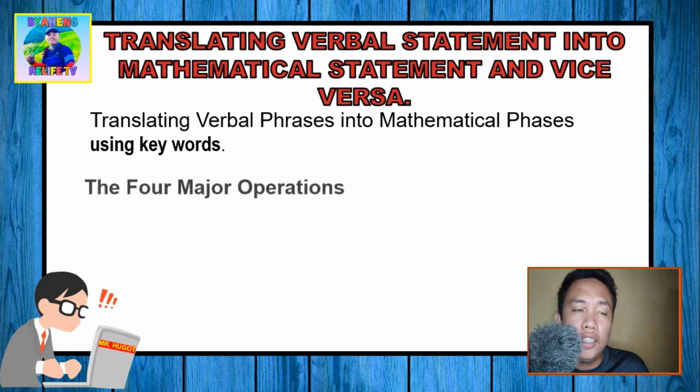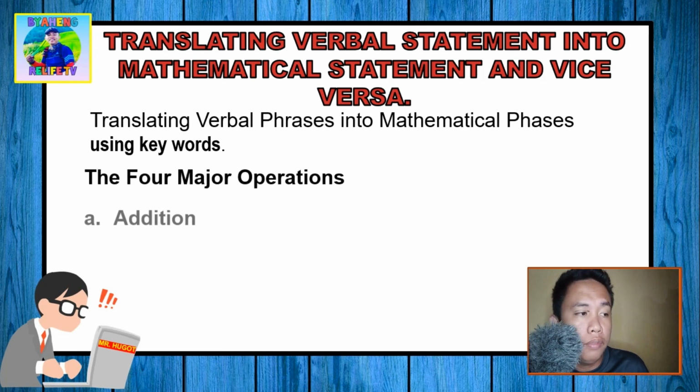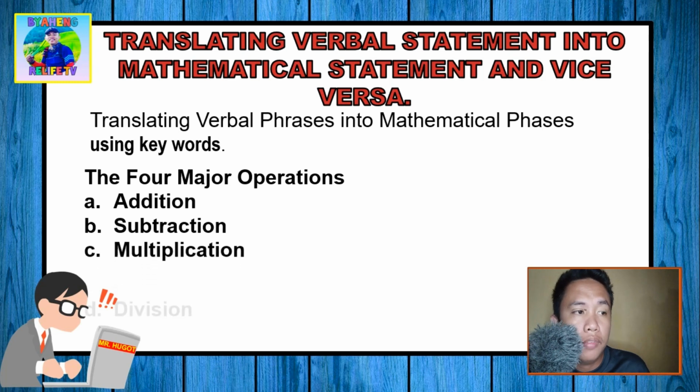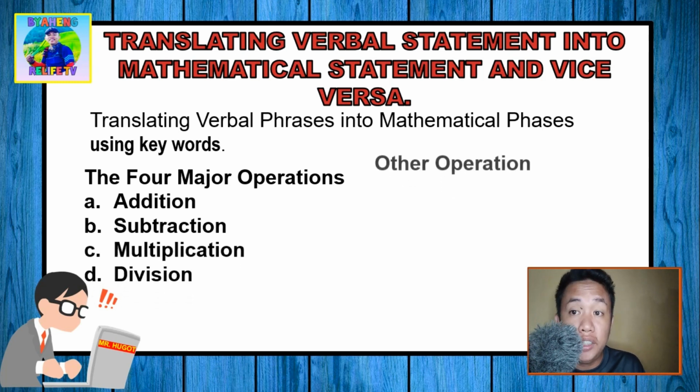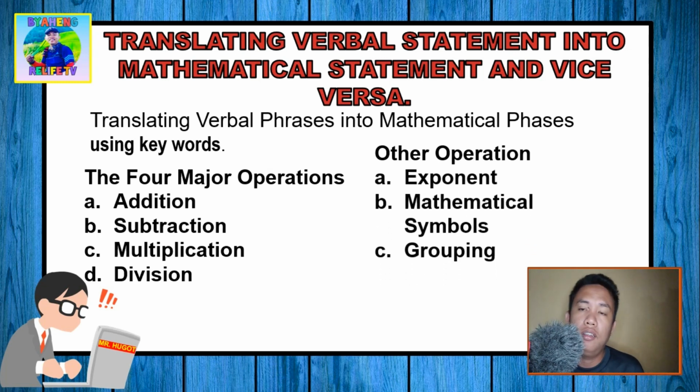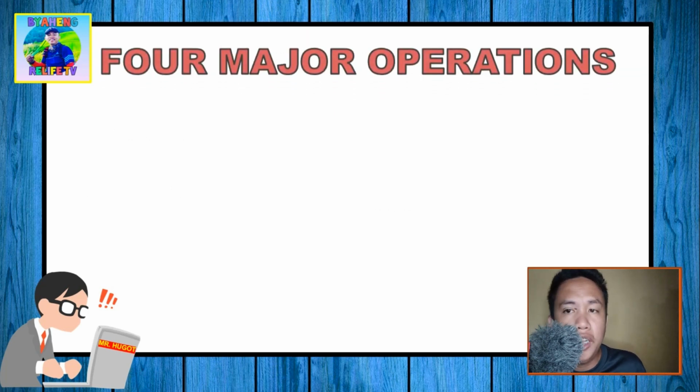So, alalahanin guys ating 4 major operations. We have addition, subtraction, multiplication, and division. At para naman sa other operation, basic operation to guys ha, we have an exponent, syempre, mathematical symbols, and the grouping. Okay? Now, ito yung kailangan natin tandaan guys whenever we're trying to translate a simple equation into words and from words into simple equation. So, we're going to start with the 4 major operation.